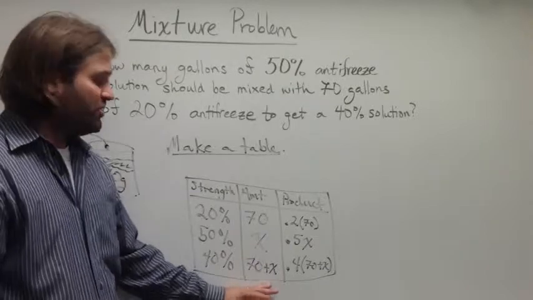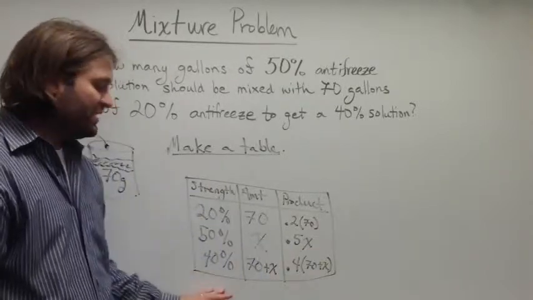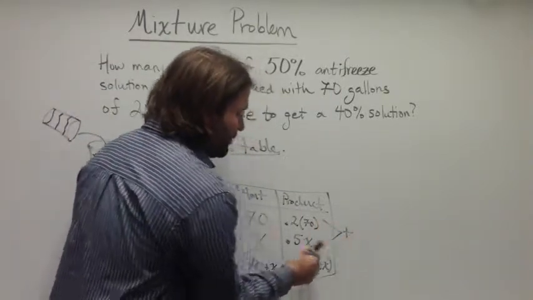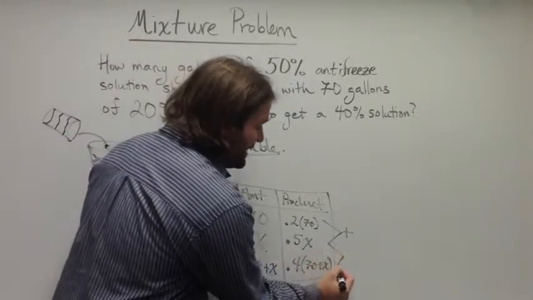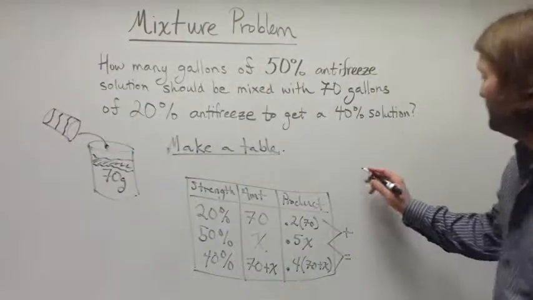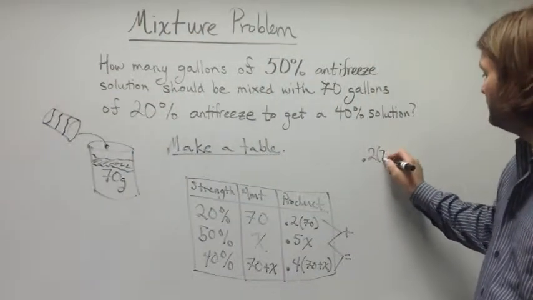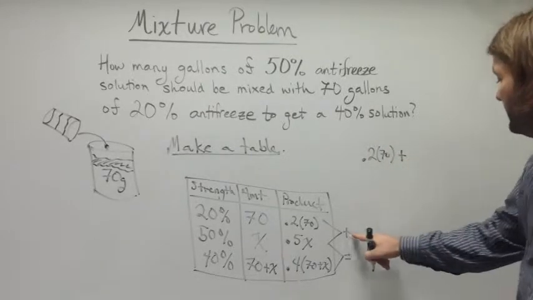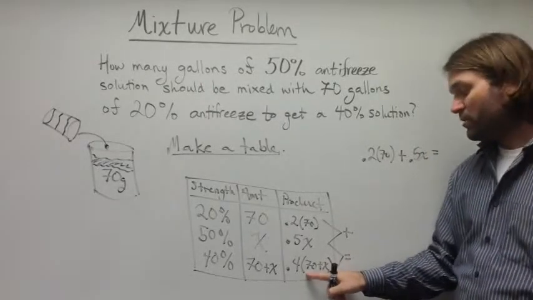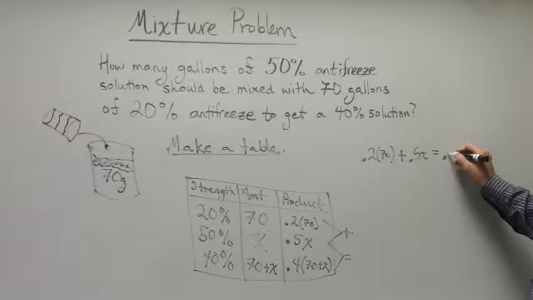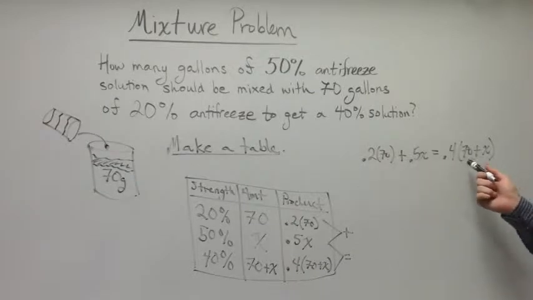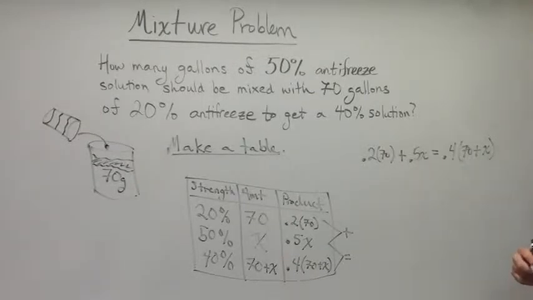Now that we have all the information organized in a table, we can use this to solve the problem. How we do that is this. We add these first two amounts, and we set that equal to this last amount. So we're going to write an equation that looks like this: 0.2 times 70 plus 0.5 times x is equal to 0.4 times (70 plus x). Solving this equation will give us the solution to the problem.